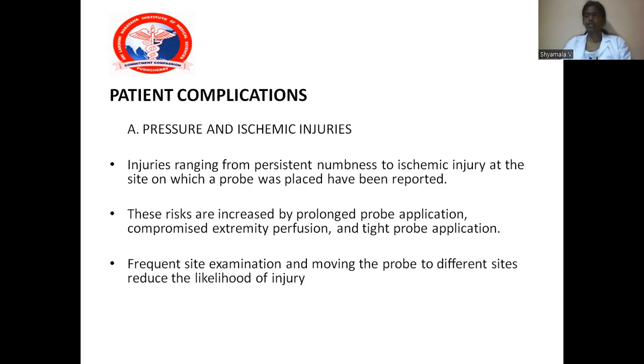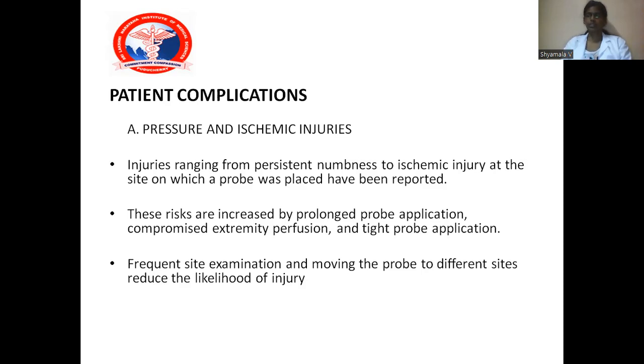So the main advantages: it is simple, non-invasive, provides continuous monitoring, is auto-calibrating, and has a fast response time. And the disadvantages of probes are failure to detect the oxygen saturation, poor function with poor circulation, failure to detect high oxygen partial pressures, erratic performance with dysrhythmias, inaccuracy and false alarms, and failure to detect hypoventilation.